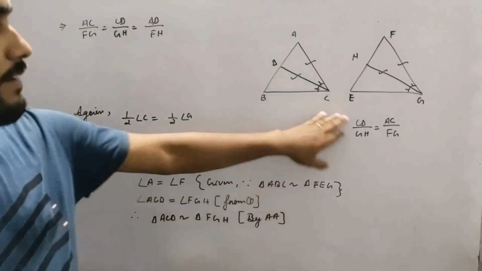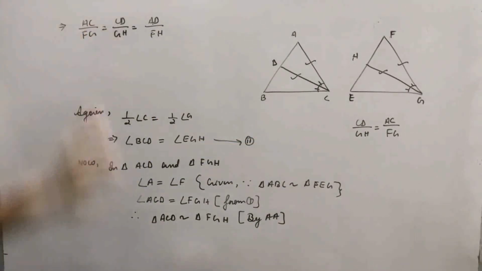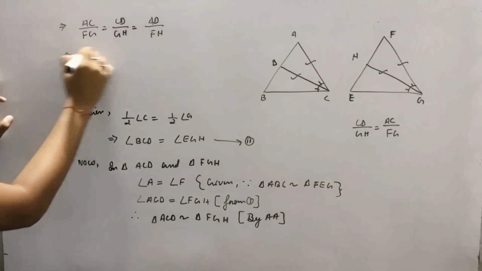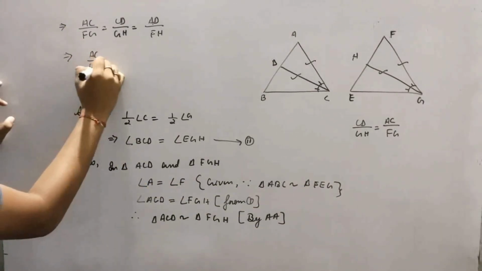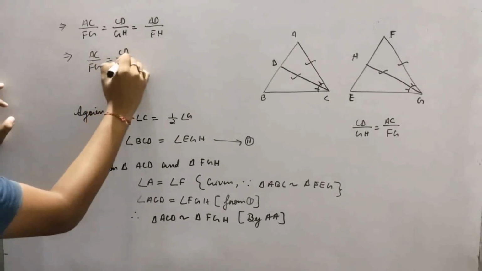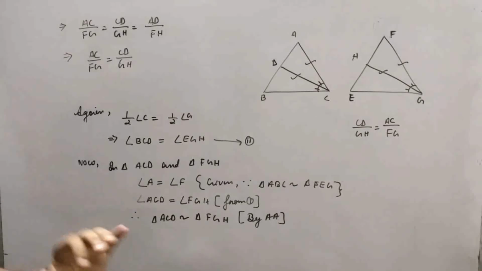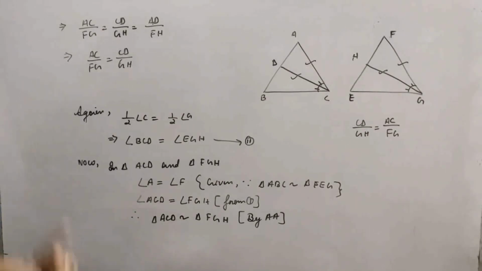Which two do I need? CD by GH. This is CD by GH, and this is AC by FG. So I need the first two, that is AC by FG will be equal to CD by GH. So the first question number 1 is done. Okay. Now you see question number 3.